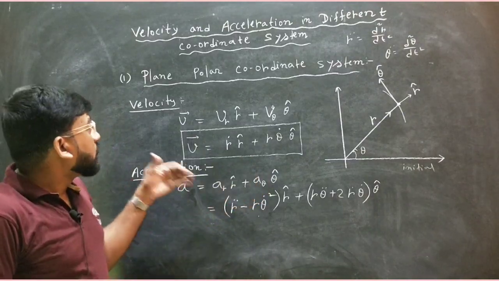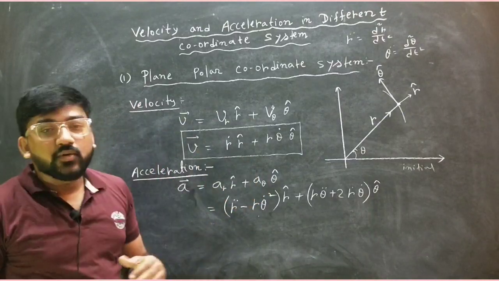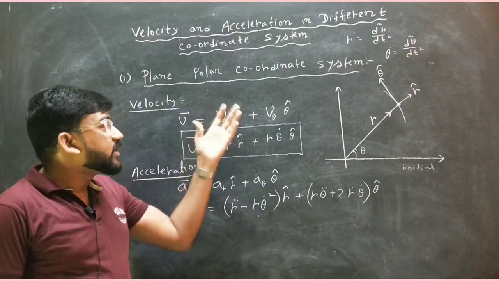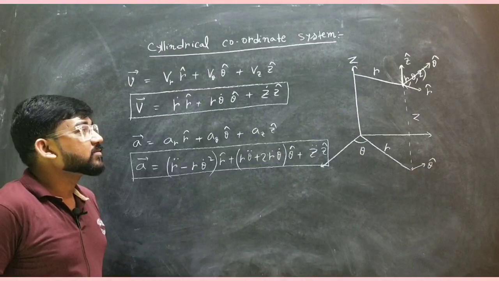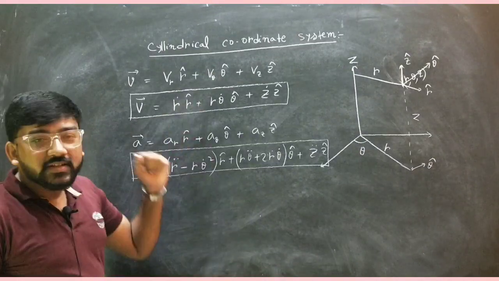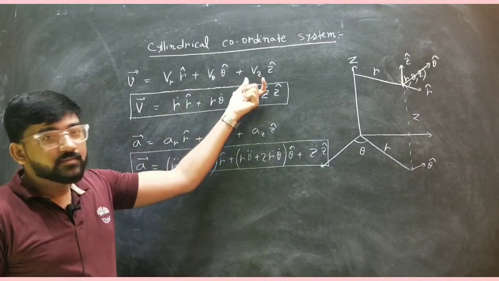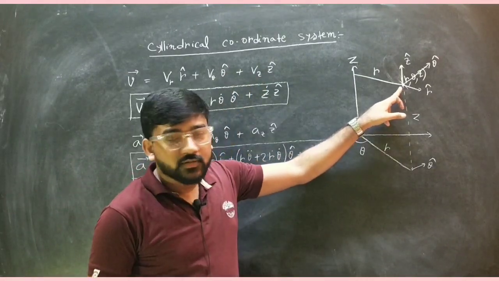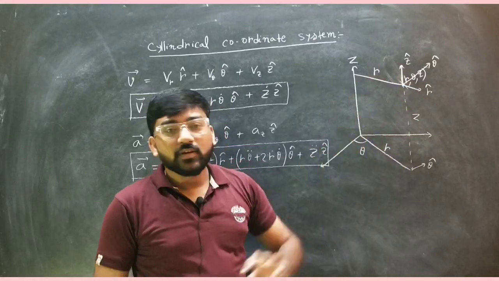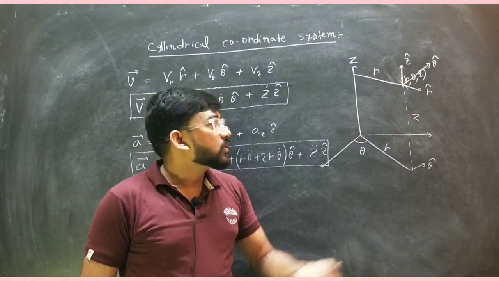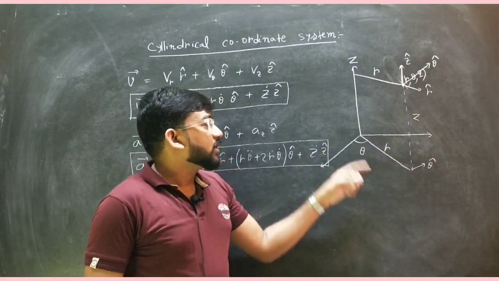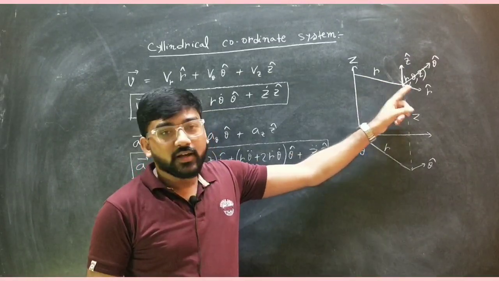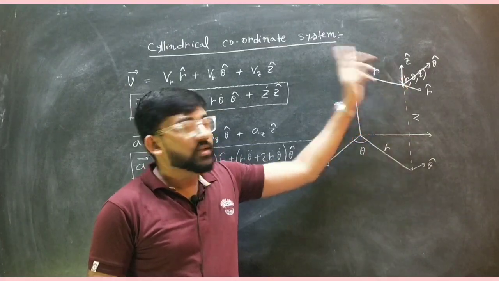Now we will discuss the cylindrical polar coordinate system, and velocity and acceleration in the cylindrical polar coordinate system, and in the spherical polar coordinate system also. In the cylindrical coordinate system, there is an extra term, that is Vz, because here the coordinate of any point is r comma theta comma z. In the plane polar coordinate system we have only r comma theta, but here r, theta and z. So three directions are possible: one along r cap, another along theta cap, and another along z cap.